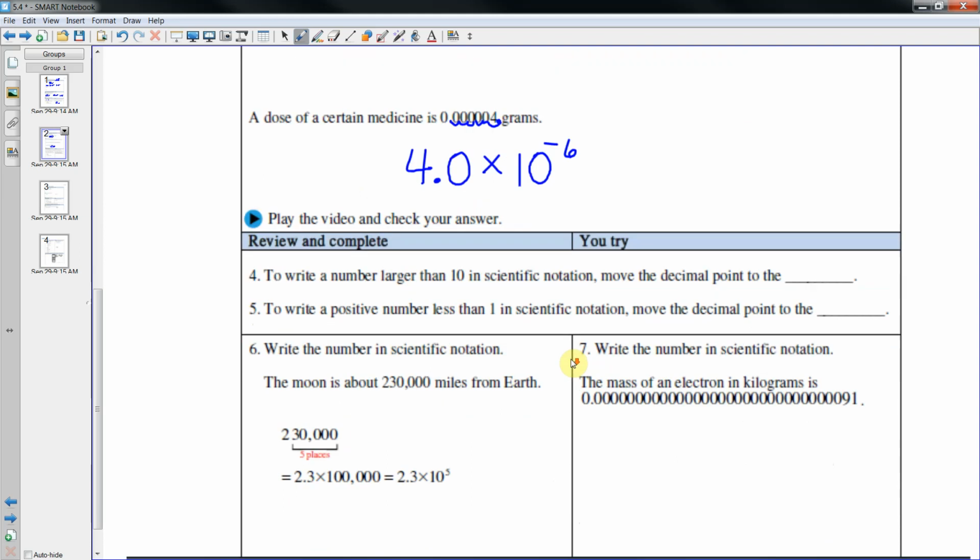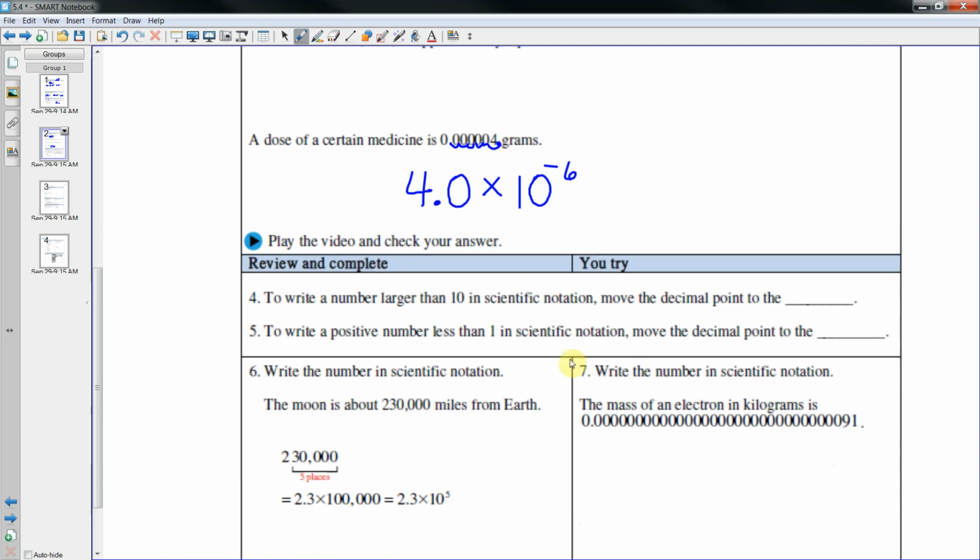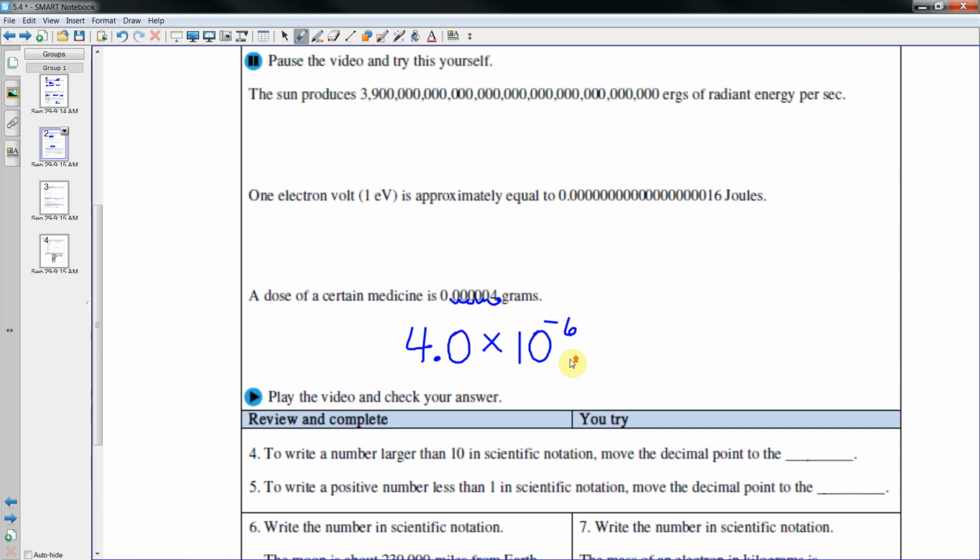Alright, so it says to write a number larger than 10 in scientific notation. Larger than 10, that would be these really large numbers. I'm moving the decimal point to the left. If I'm writing a positive number less than 1, that would be like the one I did with this dose of a medicine. In scientific notation, I had to move my decimal to the right.